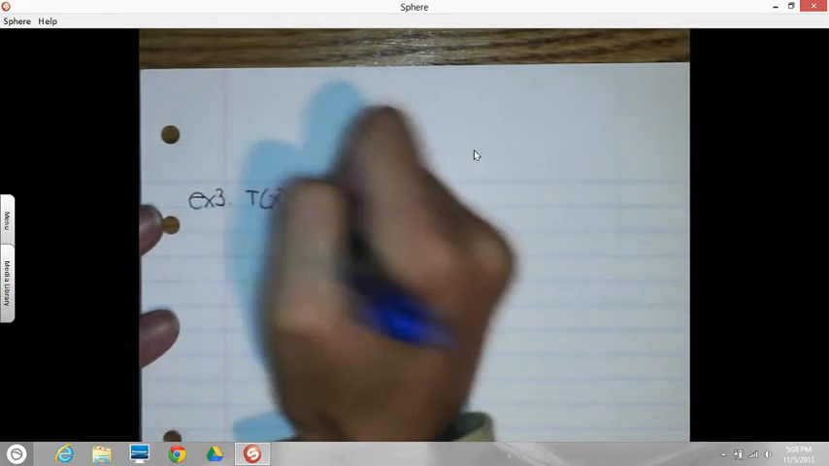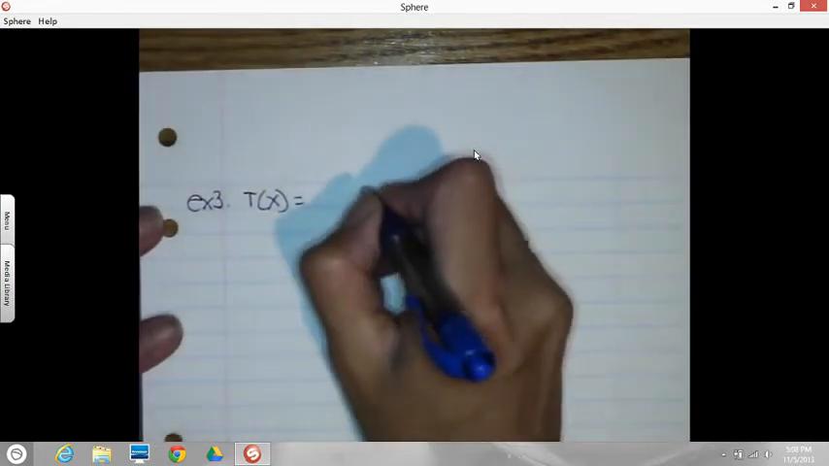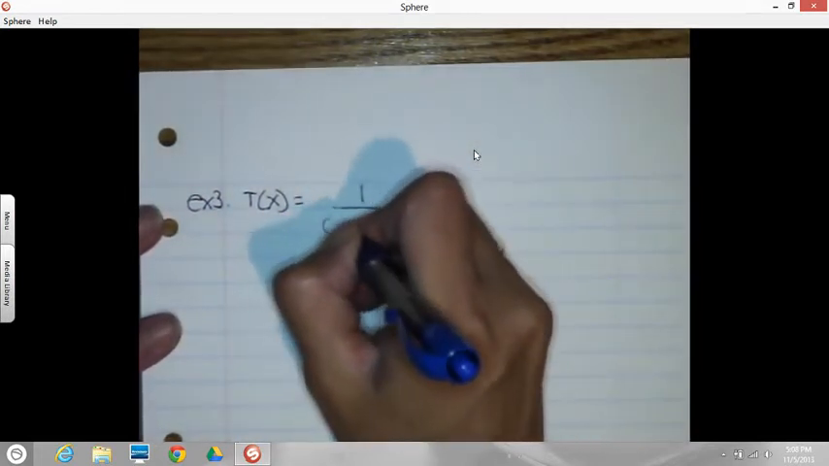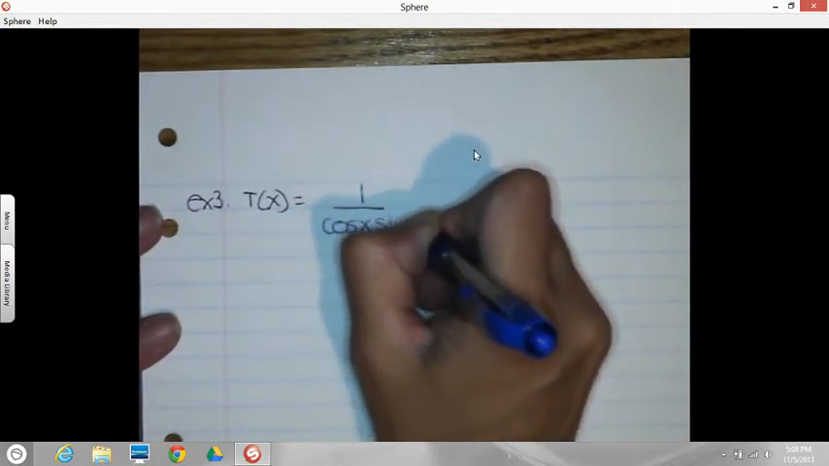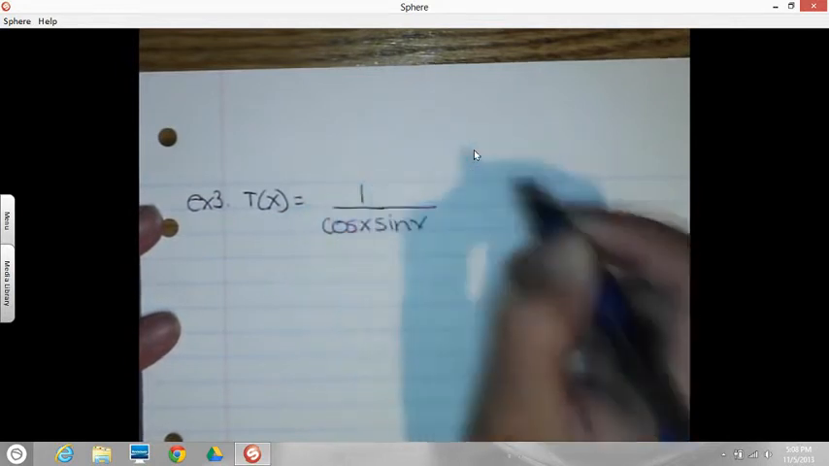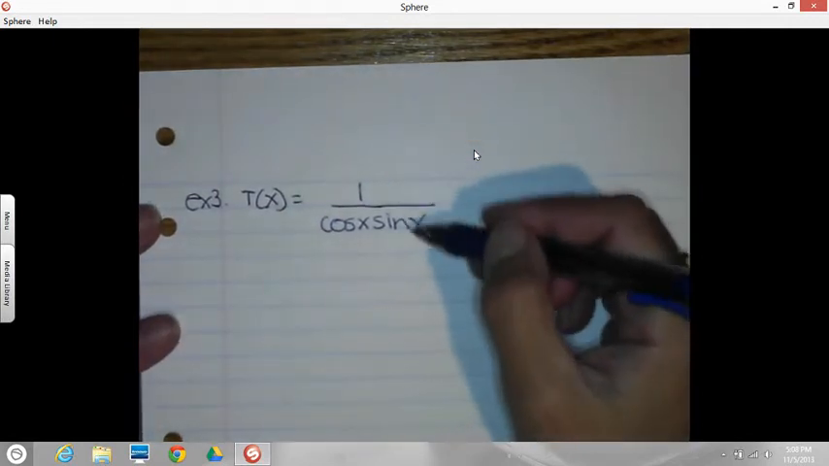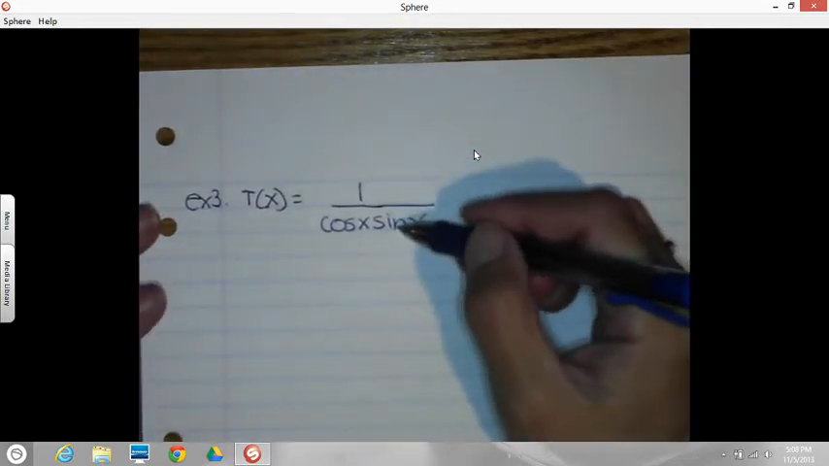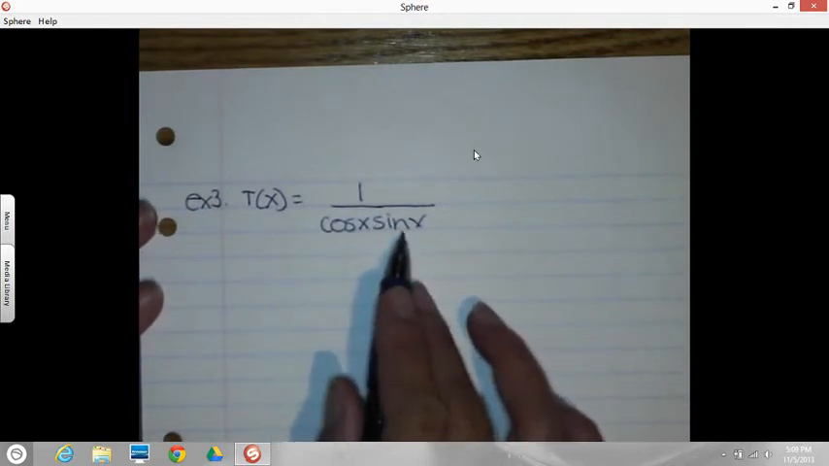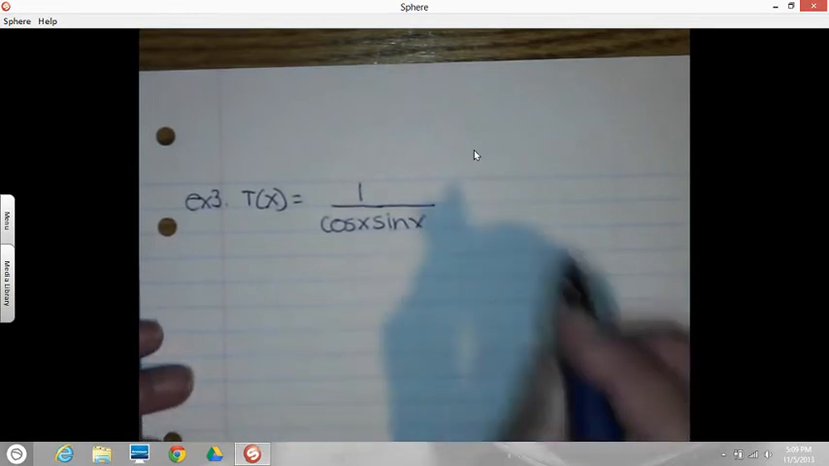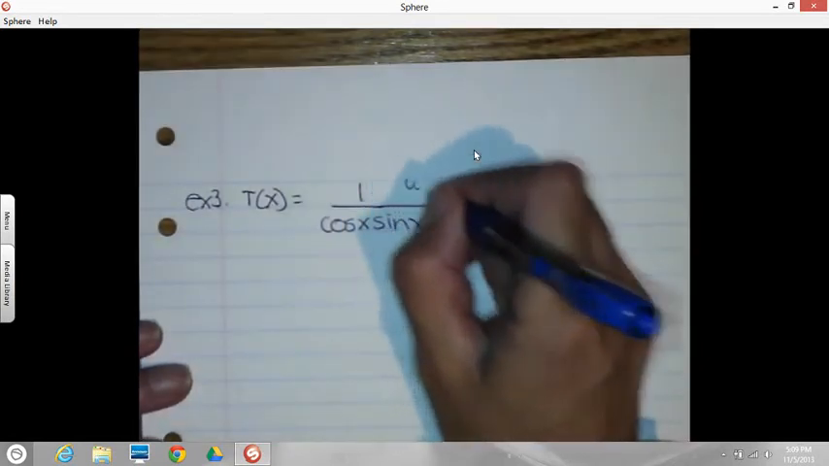Okay. Only doing the derivative one way this time. P of x equals 1 over cosine x times sine x. Okay, so we have to do a quotient rule because the x is down in the bottom. But if you look at the bottom, it is going to have its own product rule. So here we've got a product rule within a quotient rule. So we'll start with the quotient rule, u over v.